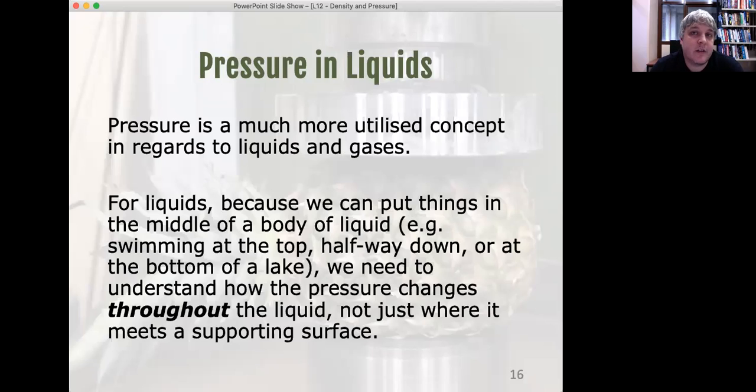Pressure in liquids is much more commonly utilized. Pressure in solids, as I said, unless they're deforming, doesn't add anything to our understanding. But pressure in liquids is always there because we can insert an object into a liquid. We can submerge an object underwater. We can submerge something inside some oil or whatever liquid we're talking about. We need to understand how the pressure changes right throughout the liquid because we can actually put things at those different positions inside the liquid. We can't do that for solids, but for liquids we can, so we need to understand how the pressure is changing right through that liquid.